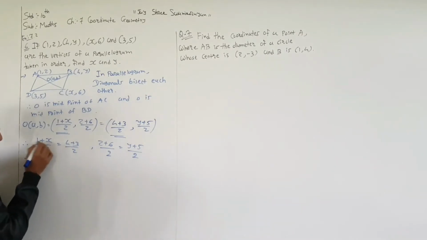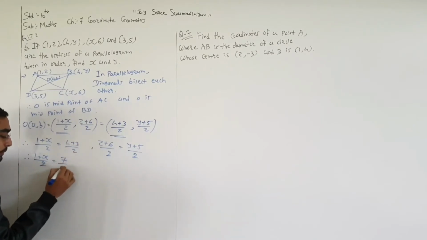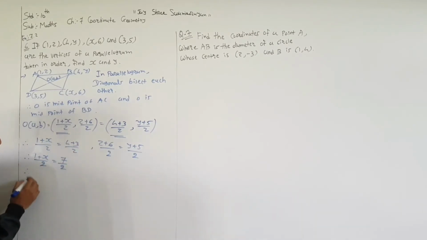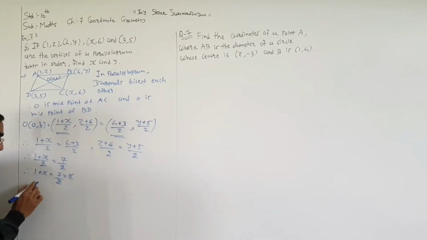So now here, (1 plus x) by 2 equals (4 plus 3), that is 7, by 2. Transfer this 2 to the right hand side, so here we have 7 by 2. Now this divide by 2 goes to the numerator, so the 2 cancels. So 1 plus x is equal to 7. Transfer this 1 to the right hand side.